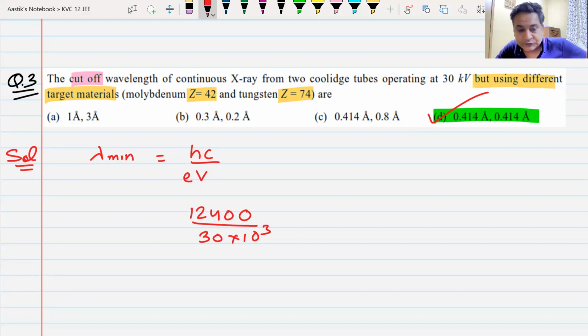So this minimum wavelength or cutoff wavelength does not depend on the target metal. That means there must be something that depends on the target metal. And what is that? What is that thing that depends on the target metal?